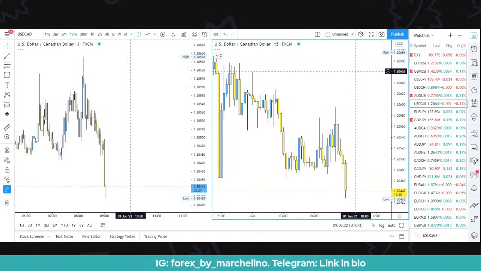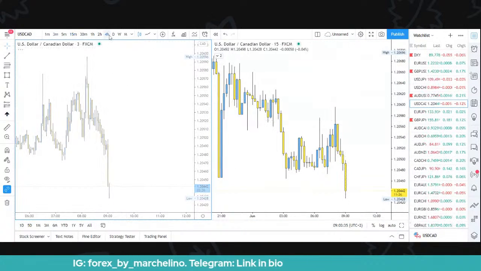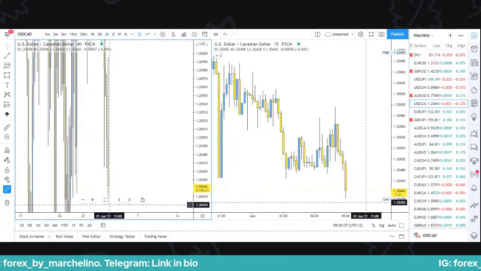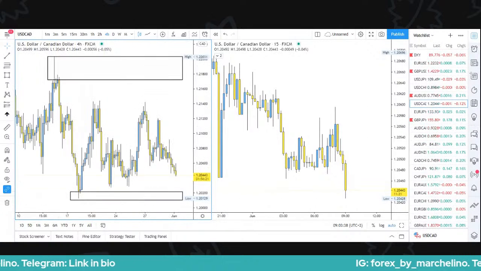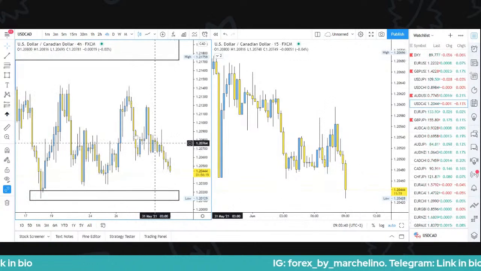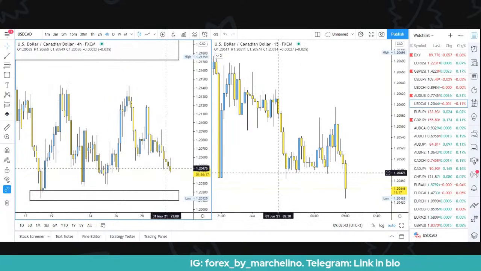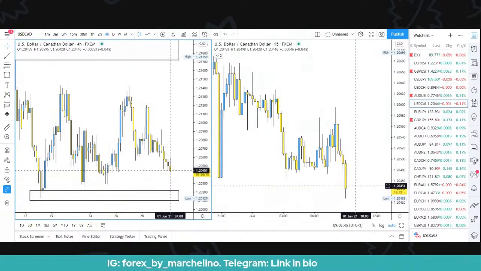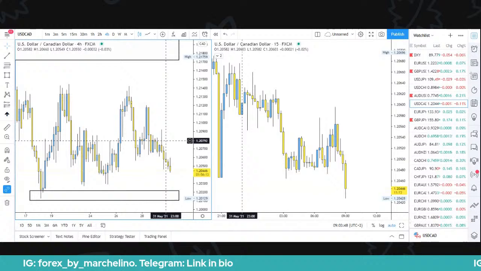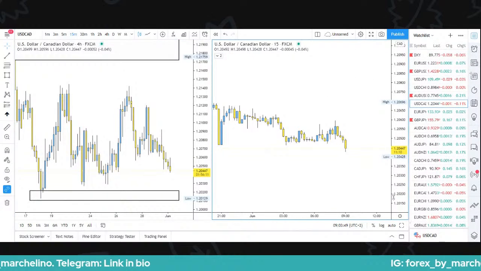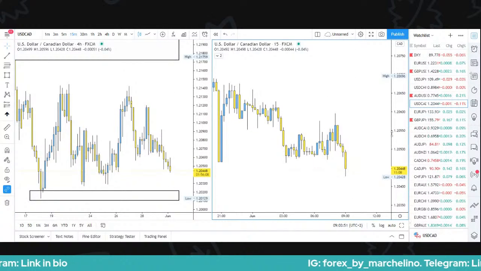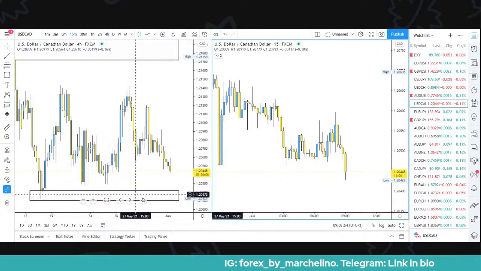It's USD CAD. Let me check USD CAD on the 4H because I believe that we were in a range. Oh, we're still in that range. Now on the 15-minute, you can probably trade this, like break below this, aim for these lows or something. These lows right here. So you can aim for these lows.